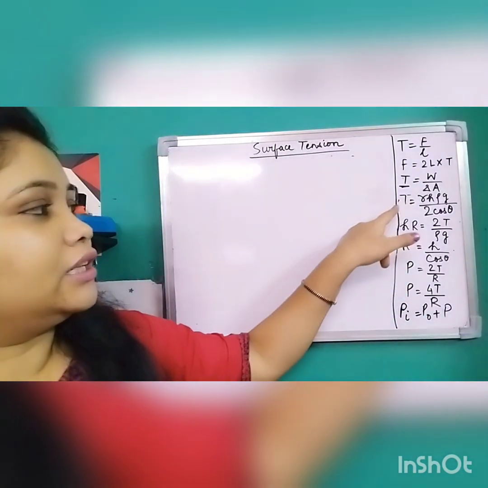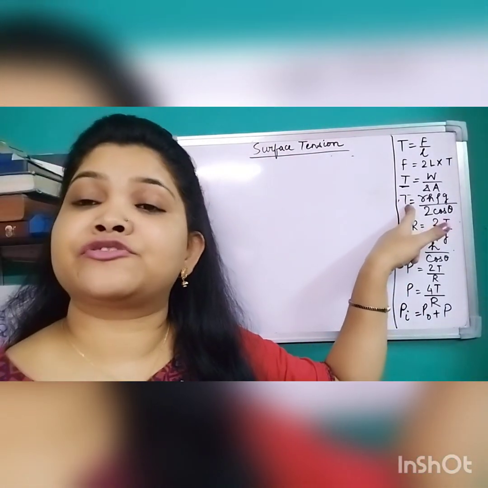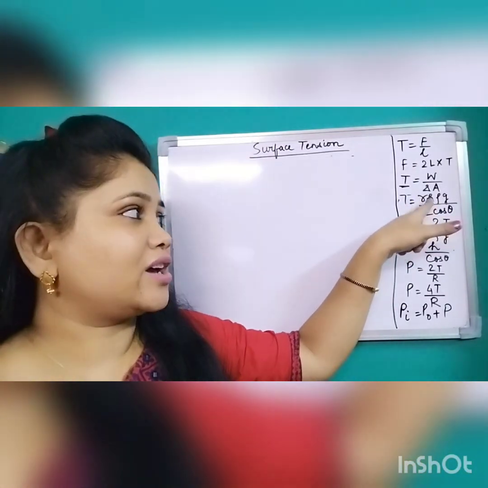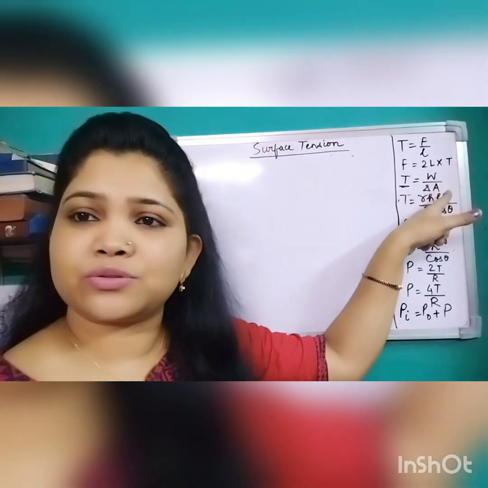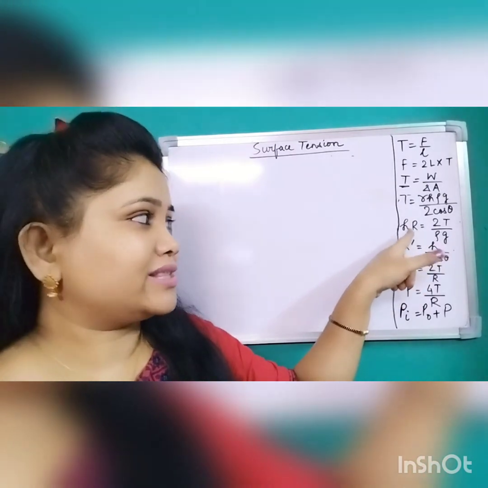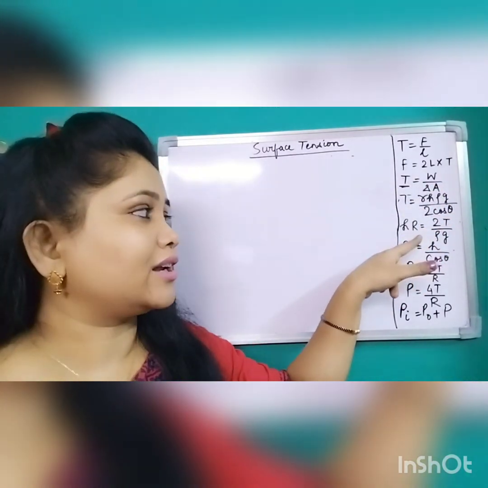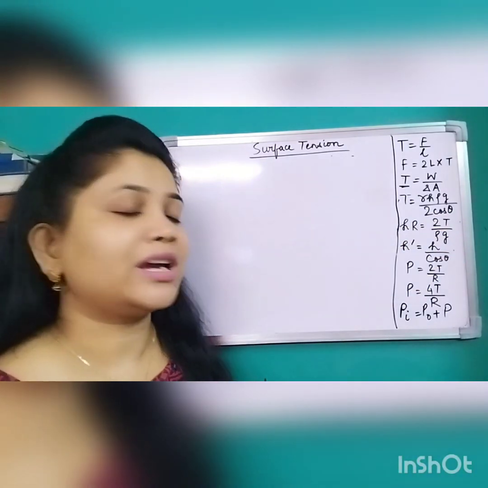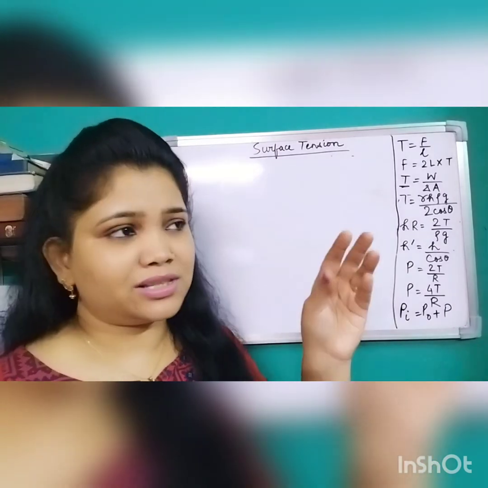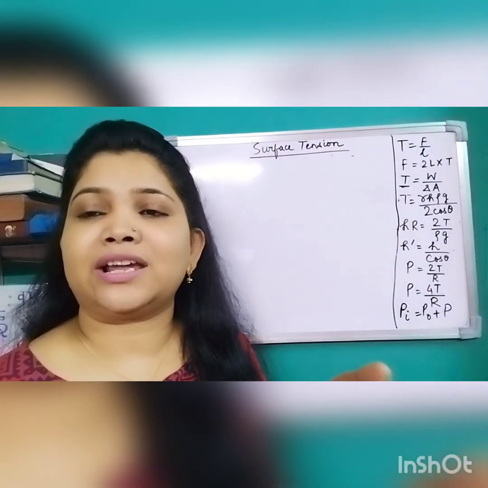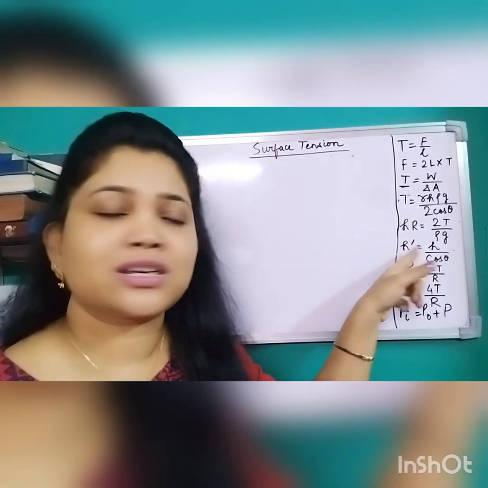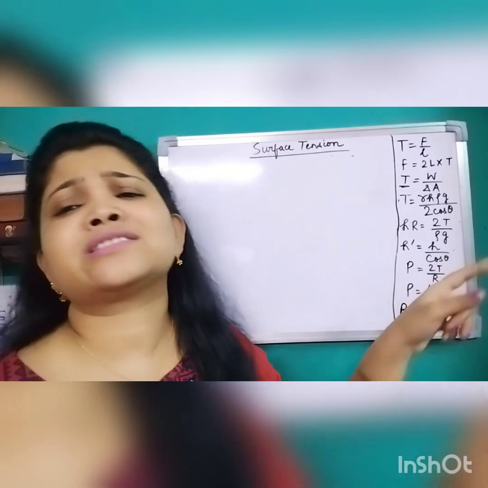Now T, the surface tension in case of capillary rise, is T is equal to R radius, H height, rho density, G acceleration due to gravity by 2 cos theta. Theta is the angle formed. Again, HR we get from this formula only. This is another deduction: HR is equal to 2T by rho G. Now H dash is equal to H by cos theta. What is H dash? Suppose we are talking about capillarity and we have taken two different liquids. In that case one height is H dash, another is H, and theta is the angle formed between them.